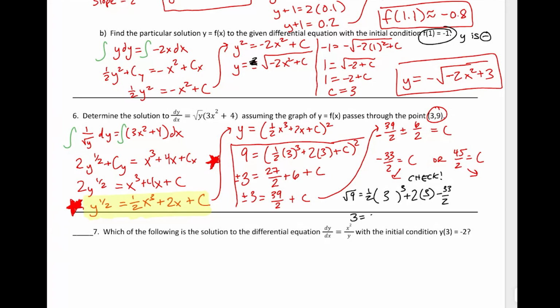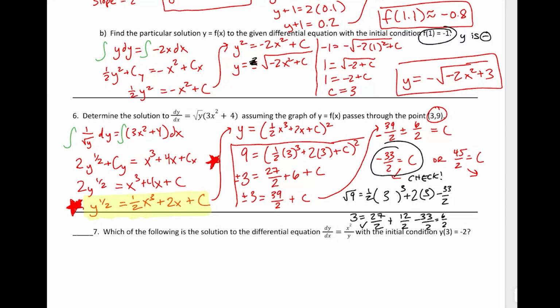So not as bad as I thought at first. So that's 27 divided by 2 plus 6. Now 6 is the same thing as 12 over 2, so I might as well just keep those over 2's to make this a little easier. And we have minus 33 over 2. So let's see what we have here. We got 27 plus 12, that's 39. 39 minus 33 is 6. 6 divided by 2 is 3. So that checks out. That means this is going to be our c value.